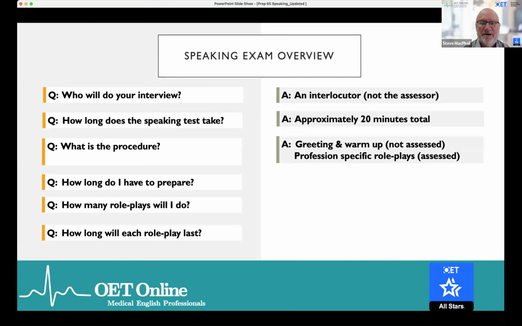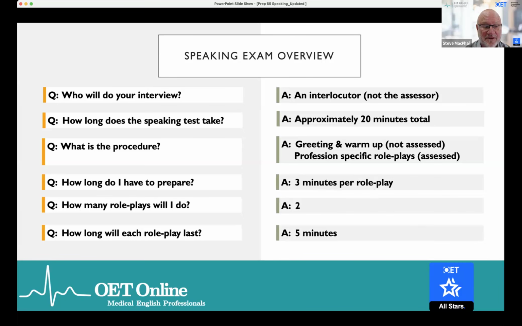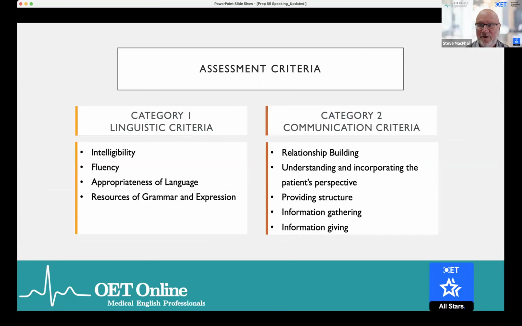After that, there will be profession-specific role plays which are assessed. And you have 3 minutes preparation for each role play. And how many role plays will you do? You'll do 2. So 2 role plays on different scenarios. And each role play will last approximately 5 minutes. So that's an overview. So now let's look at how to perform well on exam day.